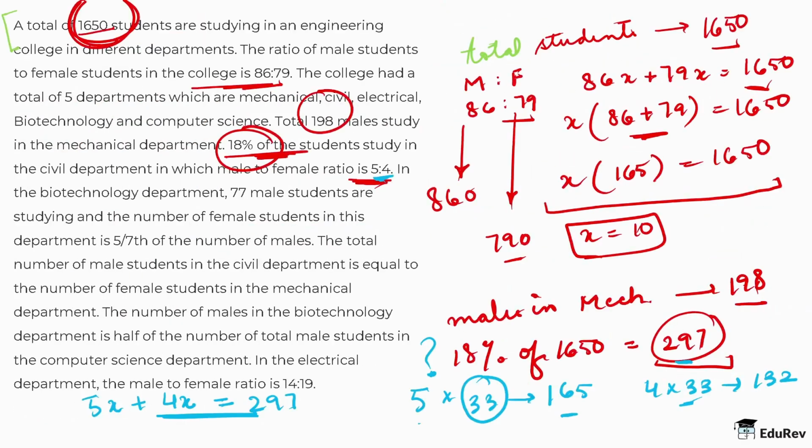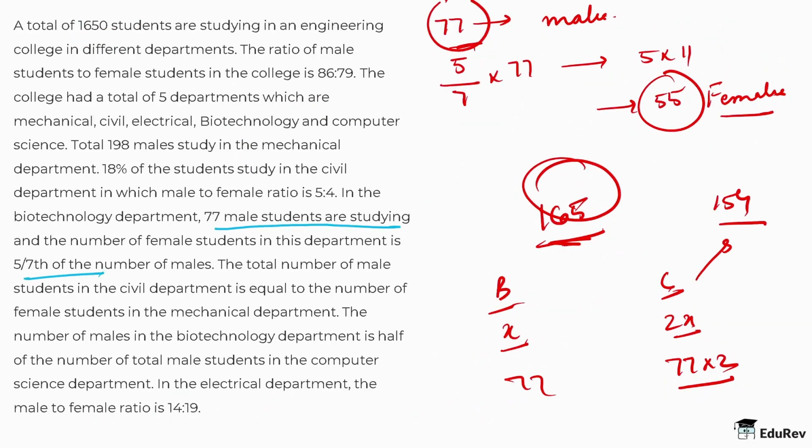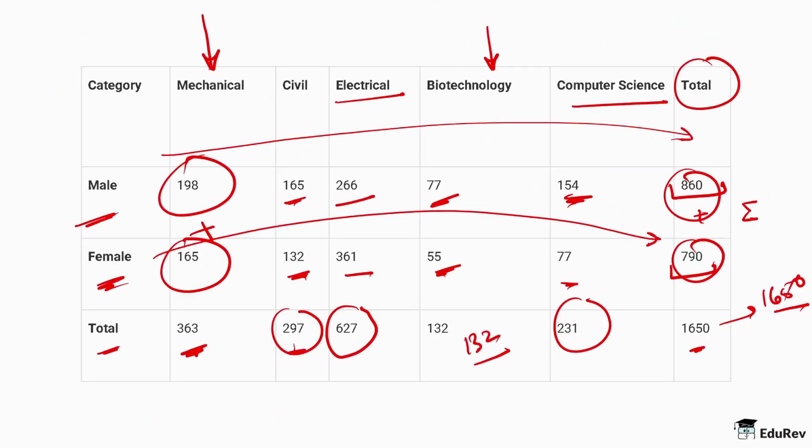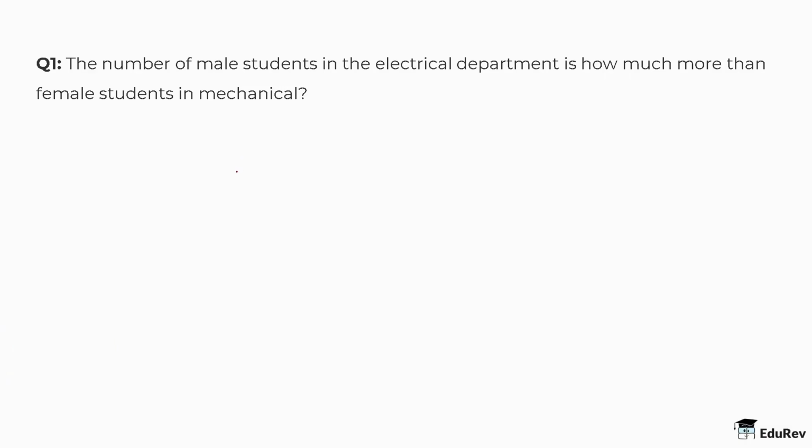We have extracted the information, understood and analyzed what data is provided to us, and with the help of that data we have extracted the data that we required. Alright, so now let's see how to solve this question. This question says: the number of male students in the electrical department is how much more than the female students in the mechanical department? Let's figure this out.